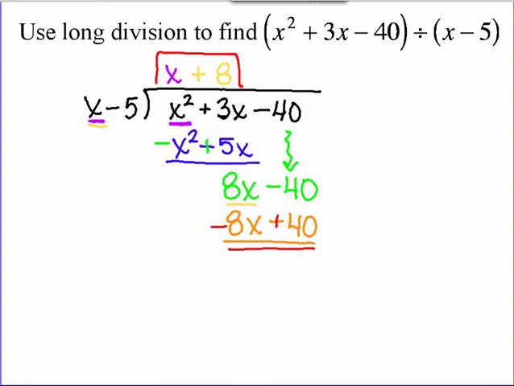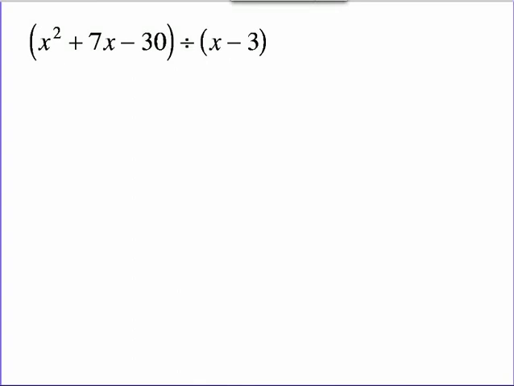All right, let's look at another one. Okay, x squared plus 7x minus 30 divided by x minus 3.